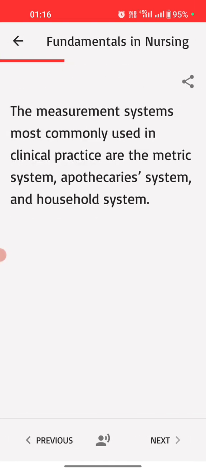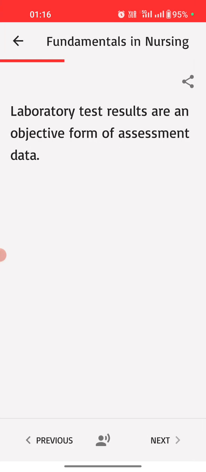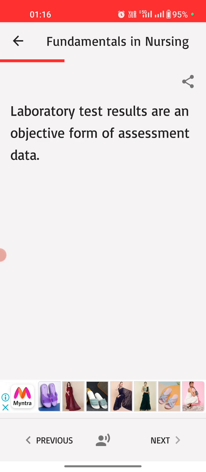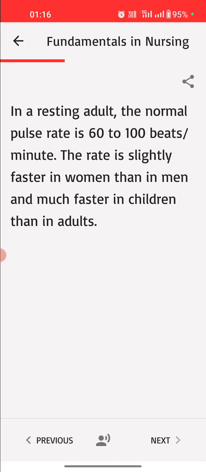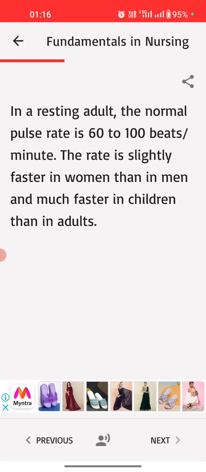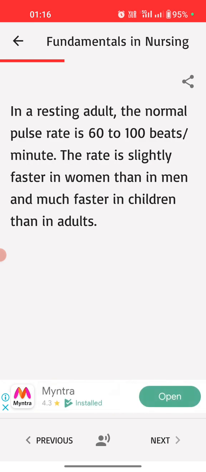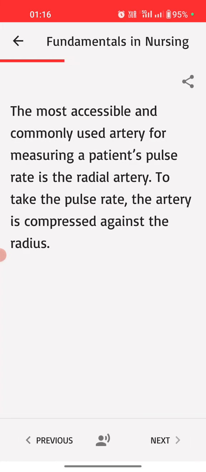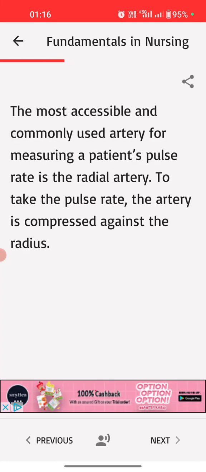The measurement systems most commonly used in clinical practice are the metric system, apothecary's system, and household system. Laboratory test results are an objective form of assessment data. In a resting adult, the normal pulse rate is 60 to 100 beats per minute. The rate is slightly faster in women than in men and much faster in children than in adults. The most accessible and commonly used artery for measuring a patient's pulse rate is the radial artery. To take the pulse rate, the artery is compressed against the radius.